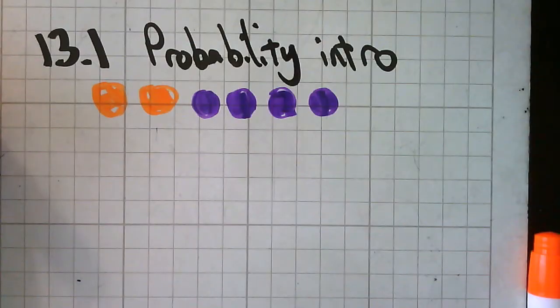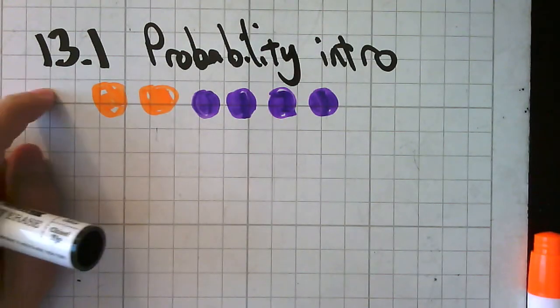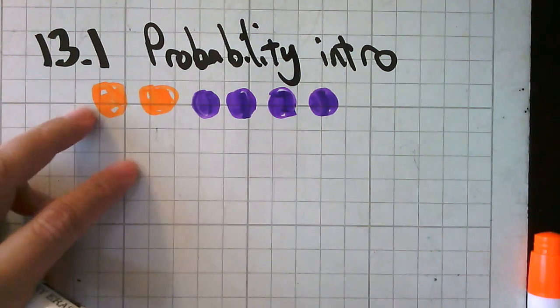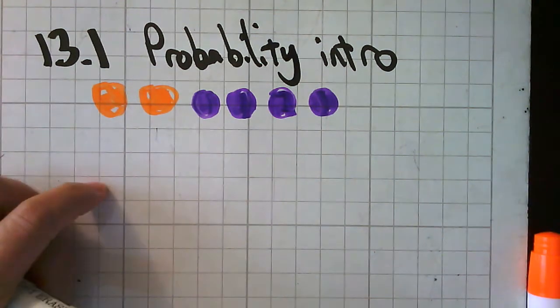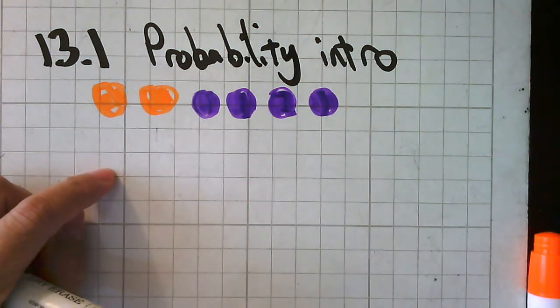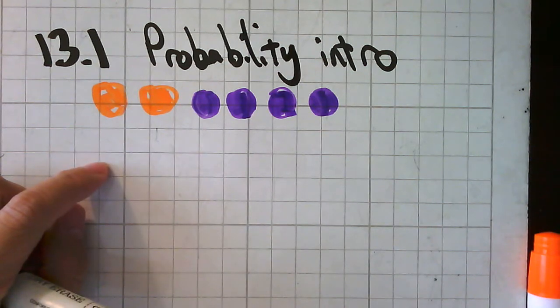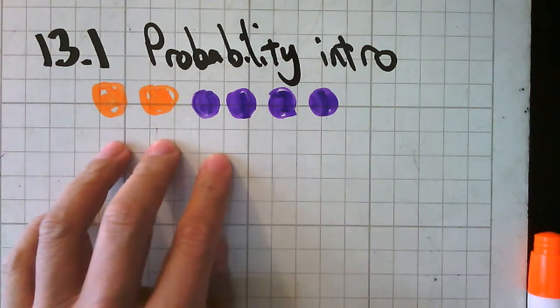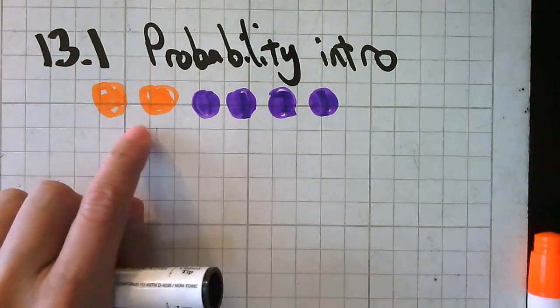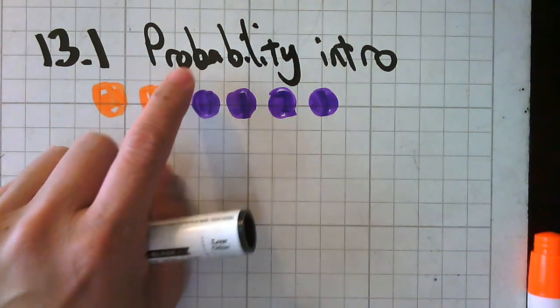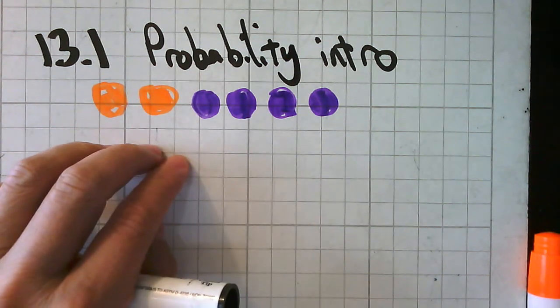Okay, we're on a new chapter, so we're going to get into probability. So 13.1, we're going to be talking about two different types of probability. So there's theoretical probability and experimental probability. So here, let's go into our first example. So probability basically is the chance that something's going to happen.